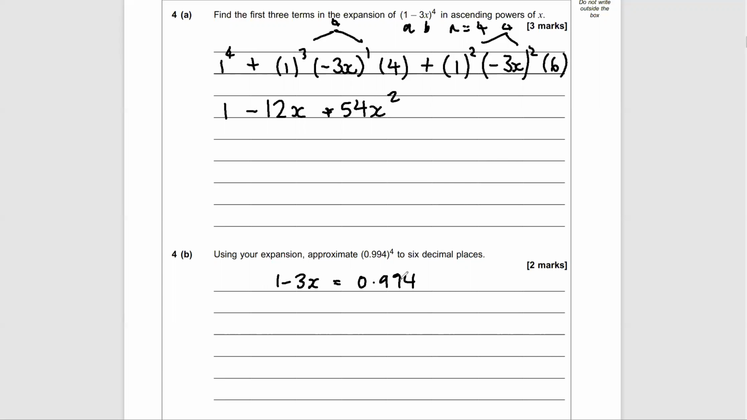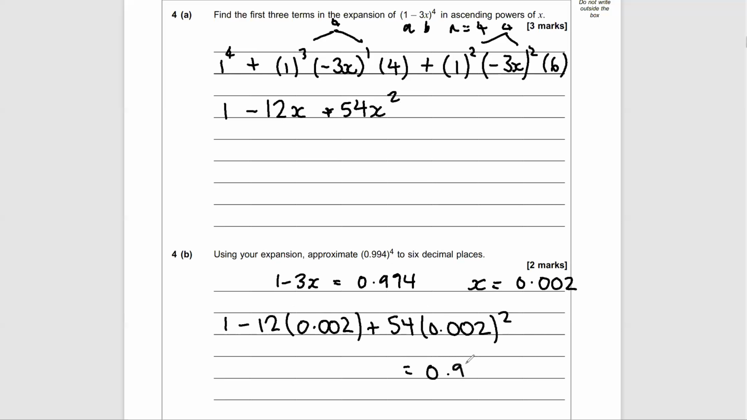So we can actually find out what x is. Solving for x here should give us 0.002. Now we know that x is 0.002, we can use our expansion from part A and substitute in 0.002. So we've got 1 minus 12 times 0.002 plus 54 times 0.002 squared. And when we put that in our calculator, we should get the answer 0.976216 to 6 decimal places.